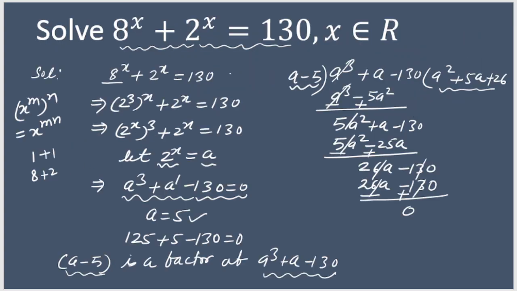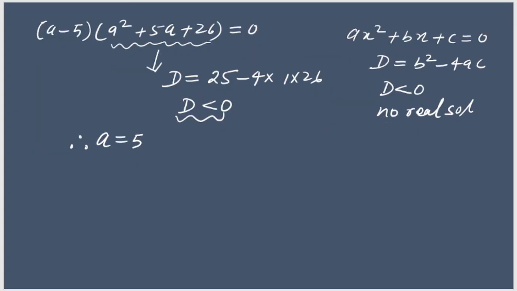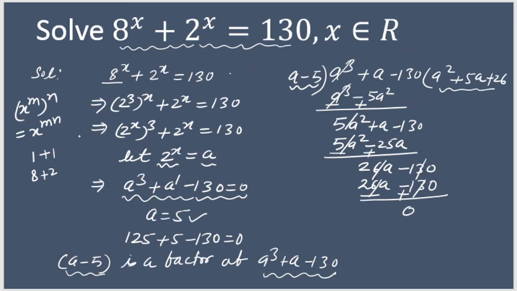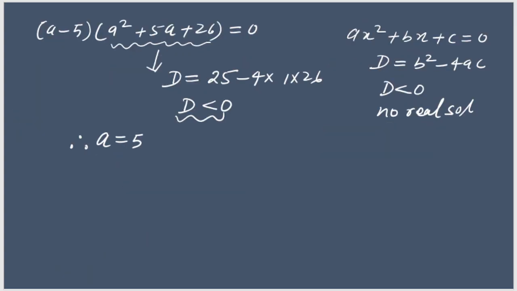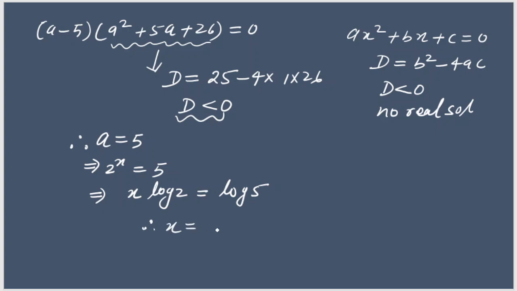But we don't have to solve for a, we have to solve for x. So what was my a? My a was 2 to the power x. So here I take 2 to the power x is equal to 5. Now to get x, we have to take a log on both sides. So if I take log on both sides, I will get x log 2 is equal to log 5. So from this I will get x is equal to log 5 by log 2. So this is the solution.